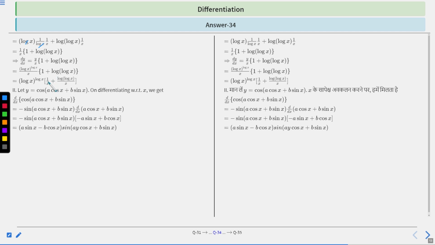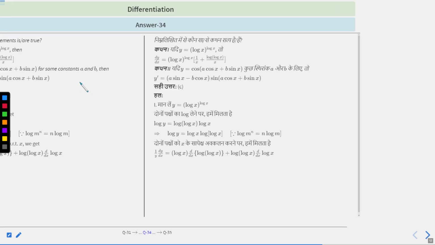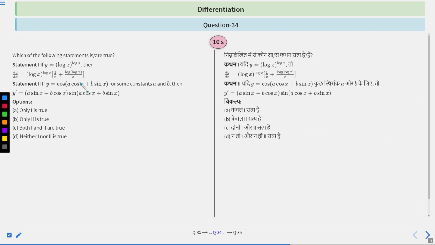Therefore, dy by dx is basically y by x into 1 plus log x. Now y is log to the power log x. So let's put the value of y. So log to the power log x upon x into 1 plus log x. So the final expression is log to the power log x into 1 upon x plus log x upon x, right? Clear? So statement 1 is true because this expression matches with our answer.